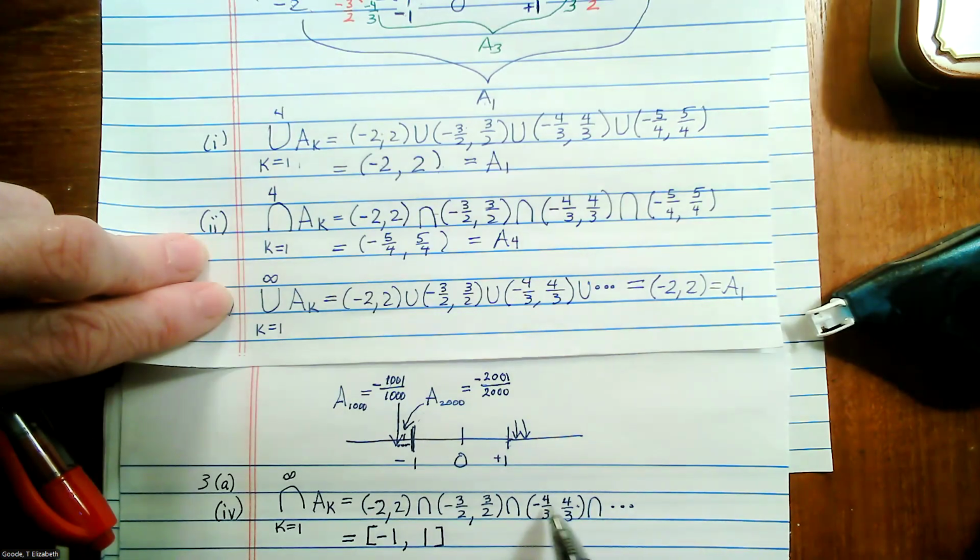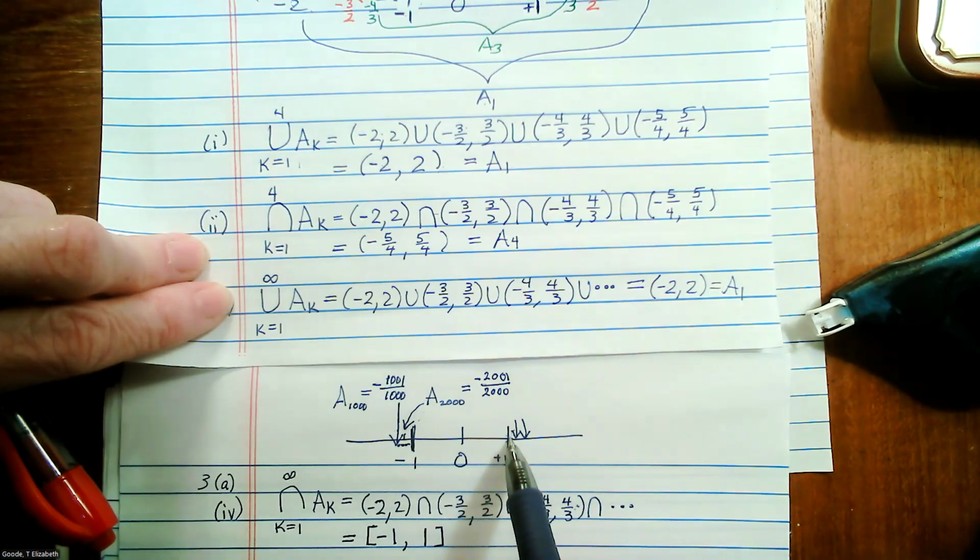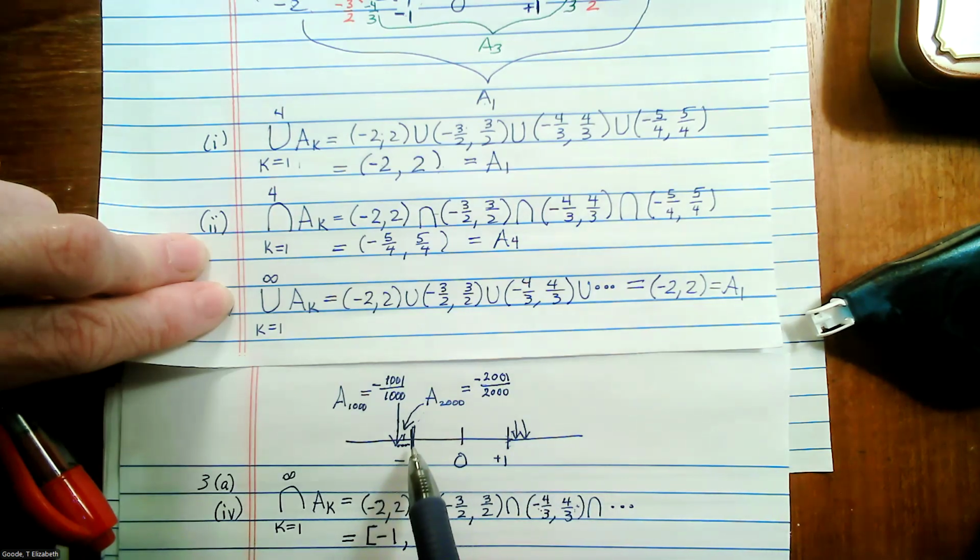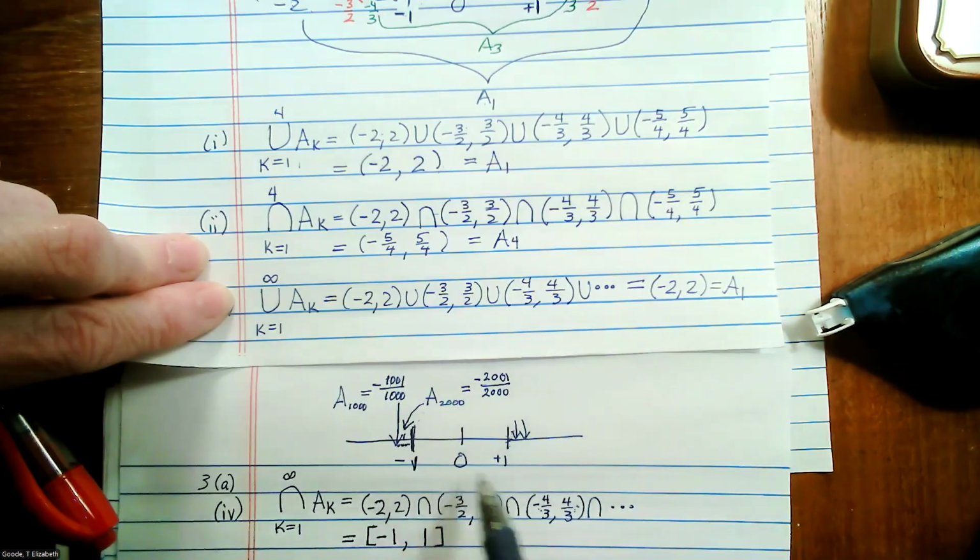These numbers just sneak up on negative one and they sneak up on one on the right. But you can always get something that won't have a particular value, because the next set wouldn't have those ending values. See what I mean? But negative one will be in every single one of them, and plus one will be in every single one of them.